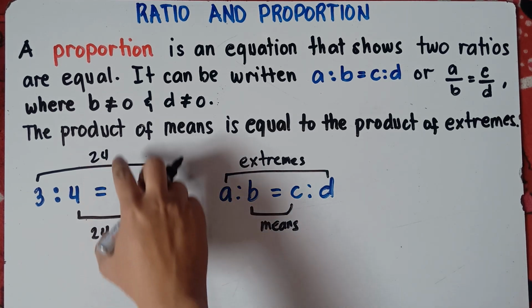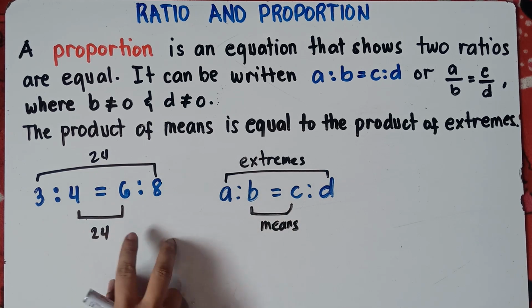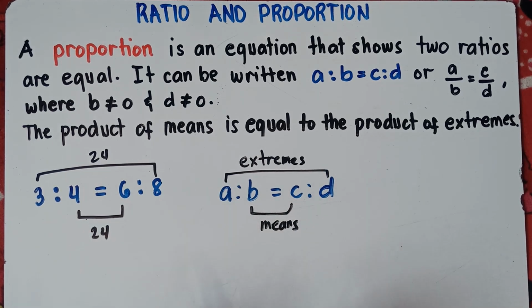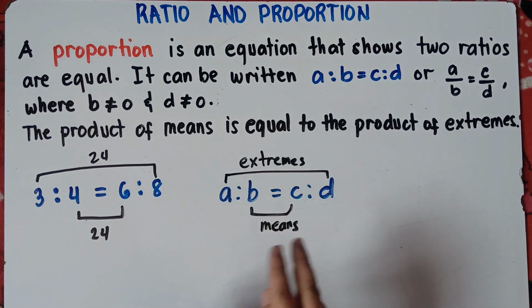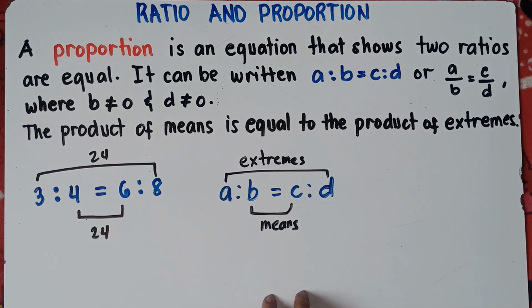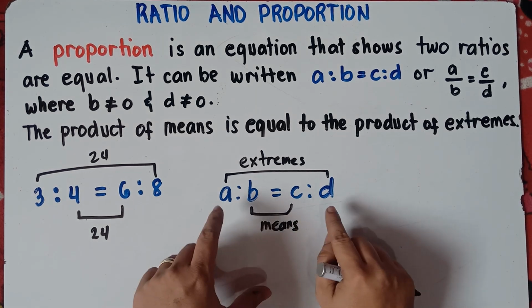Now, if they have the same product, therefore this is a proportion because the two ratios are equal. Once again, class, you will know that two ratios are equal if the product of the means is equal to the product of the extremes. And this is what we call proportion, class. I hope you get this one. Simply multiply the means and the extremes.